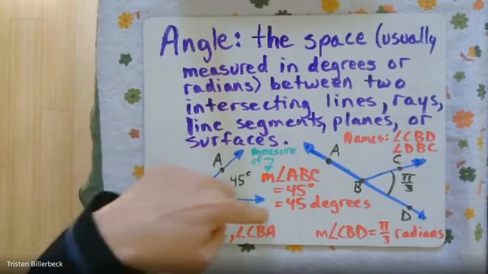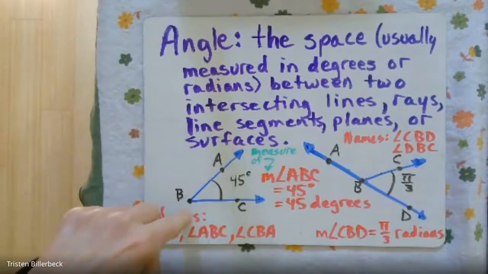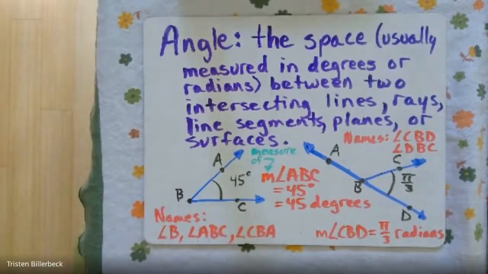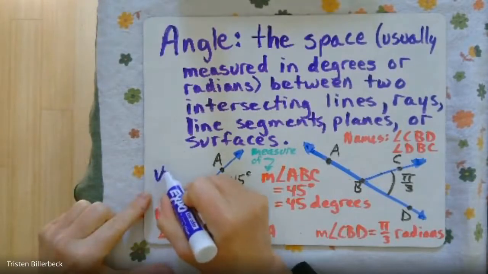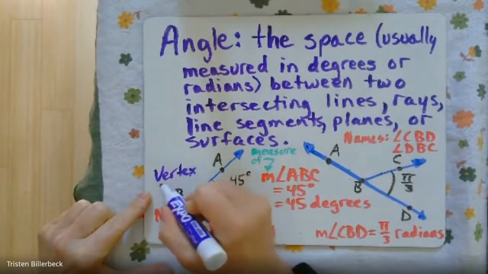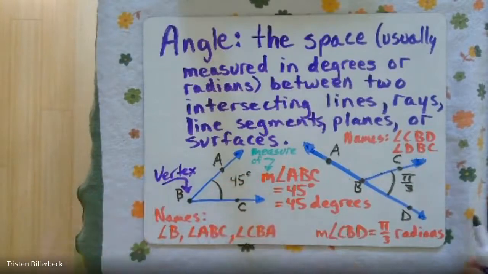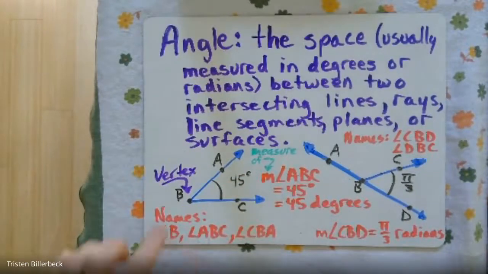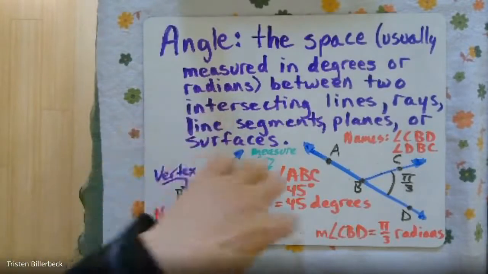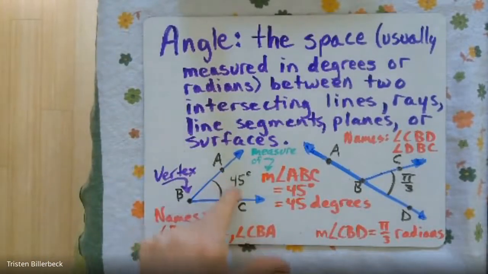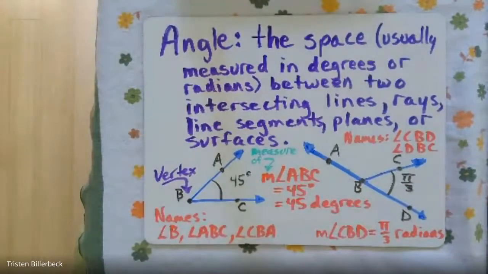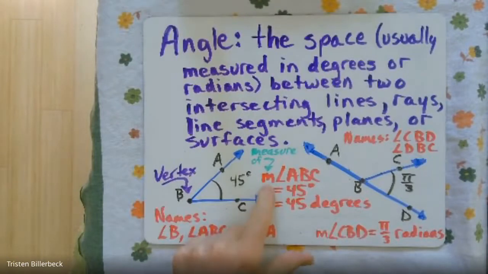If I have two rays here, ray BA and ray BC, intersecting at a vertex, that would be a vertex, and we have two rays. The space between is 45 degrees apart. So we would say the measure of angle ABC equals 45 degrees, written like that. This little m means the measure of.